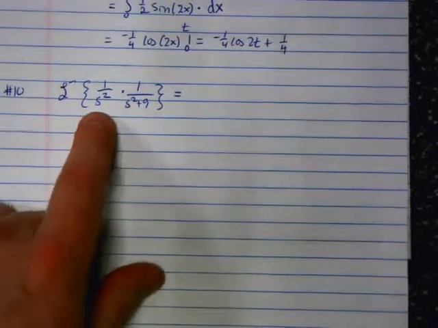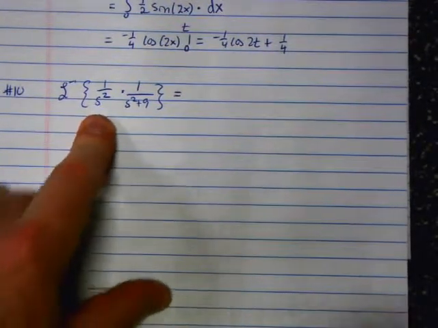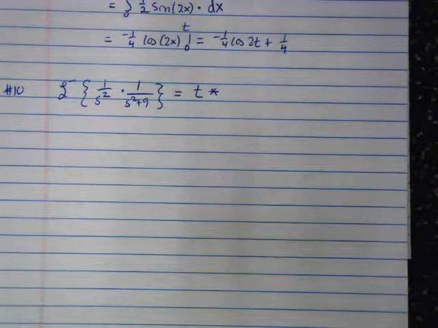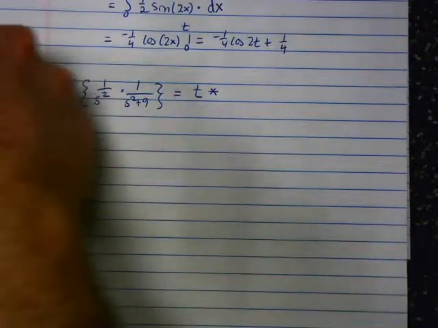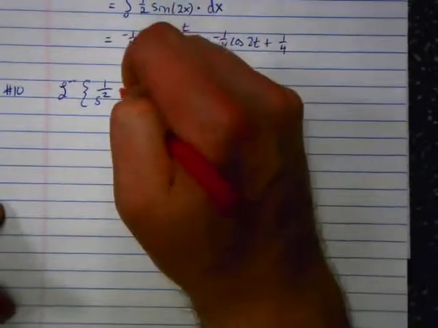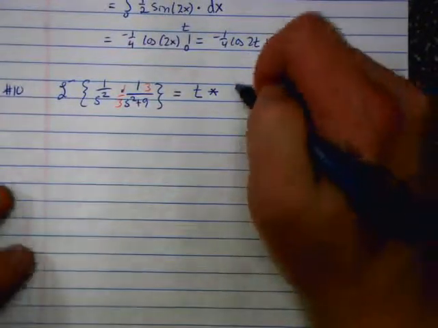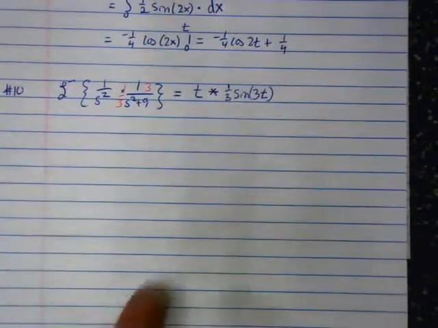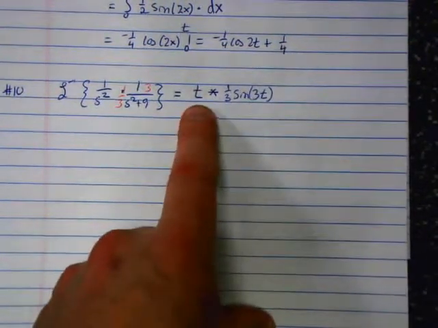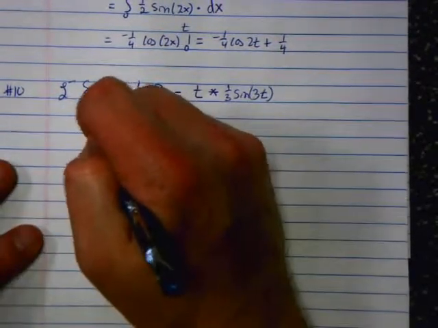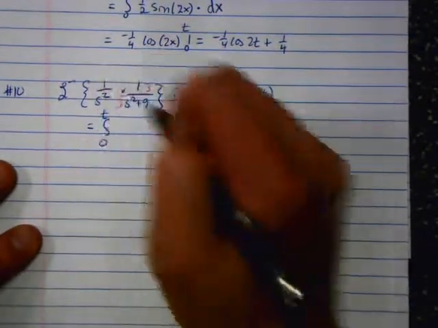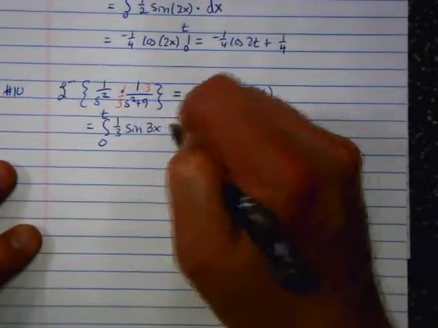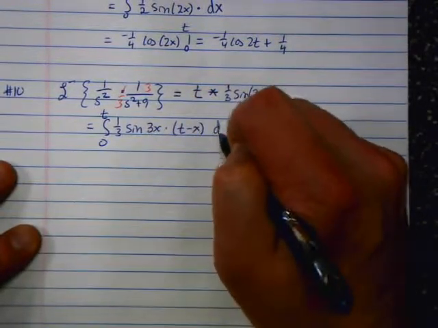All right. What's the inverse Laplace transform of 1 over s squared? t. Convoluted with the inverse Laplace transform of 1 over s squared plus 9? 1/3 sine. Same deal. You really need a 3 on top, so you need a 1/3. So it's 1/3 sine 3t. So when I do my convolution, I'm actually going to switch it. I'm going to have g be t. So this is going to be the integral from 0 to t of 1/3 sine 3x times t minus x dx.